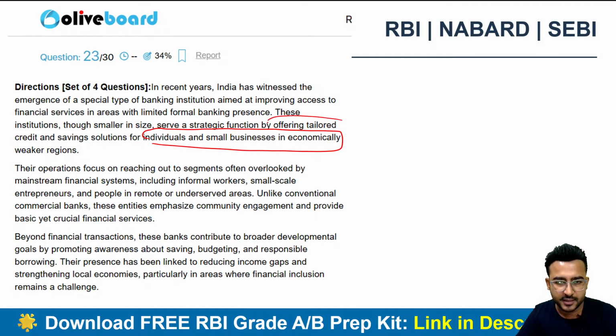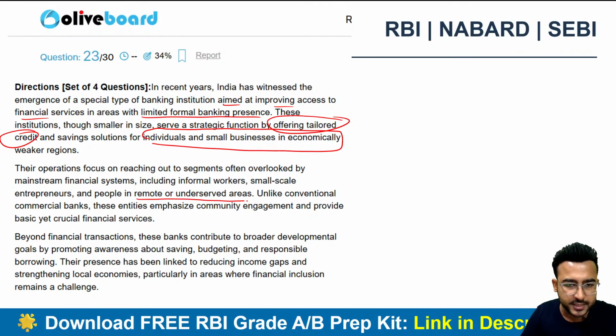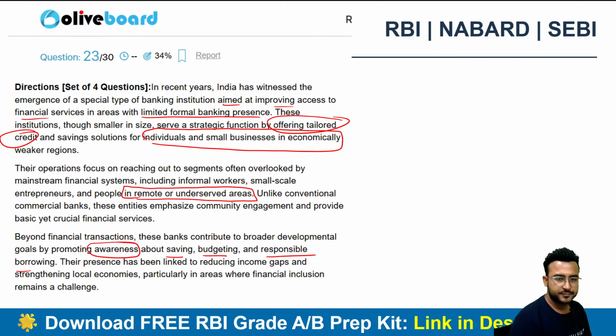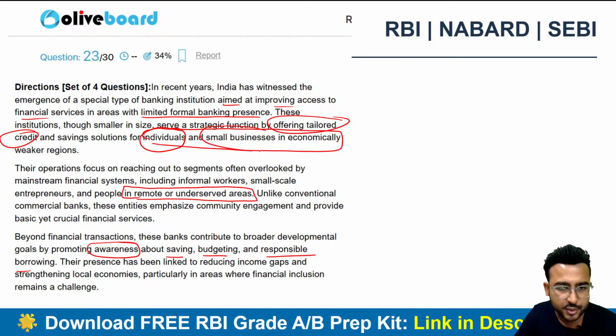This bank is offering tailored credit services first of all, right? The aim is to improve the access to financial services and to give formal banking presence. Remote or underserved areas, again a keyword, right? Beyond financial transactions, these banks also contribute to the broader development goals by promoting awareness about savings, about budgeting, about responsible borrowing. So they are also providing financial literacy. They are helping individuals and small businesses, that too in the underserved areas.